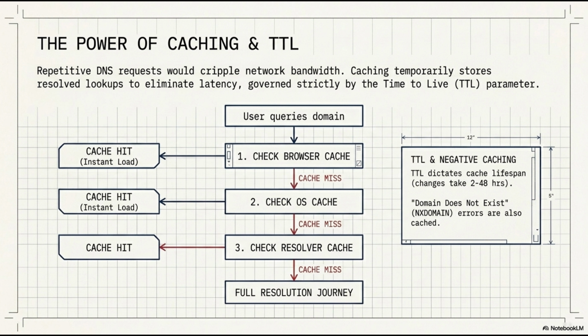DNS performance relies heavily on caching. Whenever a DNS response is received, the resolver stores that information temporarily in cache. The duration for which a record remains cached is controlled by the time-to-live value, commonly known as TTL. Caching significantly reduces DNS traffic, improves response times, and lowers the load on authoritative servers. Negative responses can also be cached, preventing repeated lookups for non-existent domains.